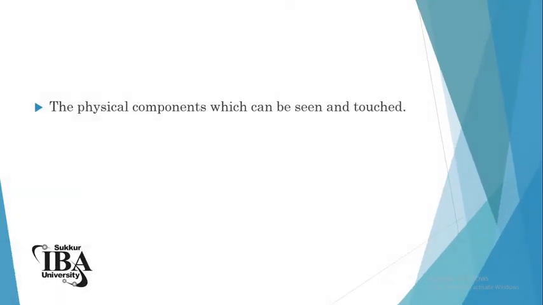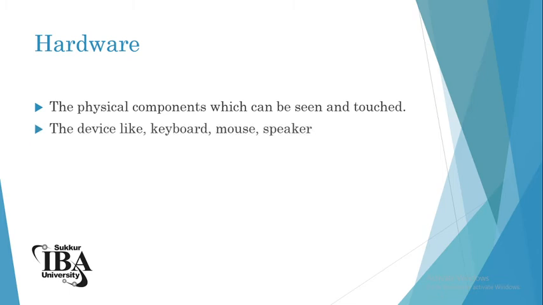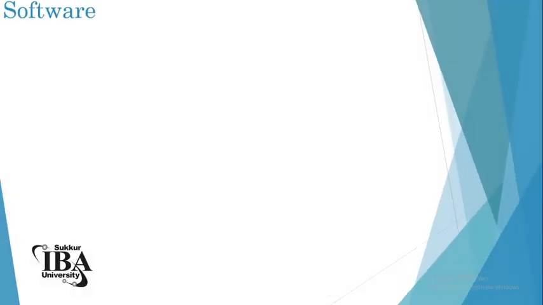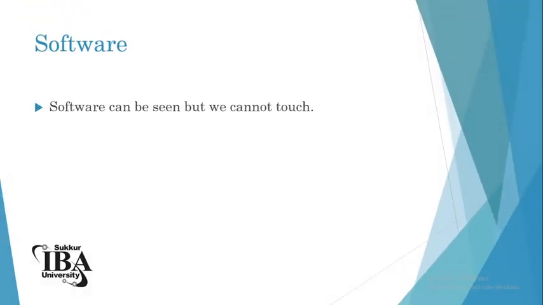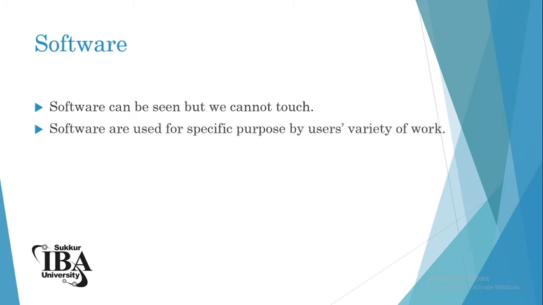After this, we have hardware. Hardware means the physical components which can be seen and touched, and devices like keyboard, mouse, and speaker are examples of hardware. After the hardware, we have software, and software can be seen but we can't touch it. Software is used for specific purposes by users, for a variety of work.